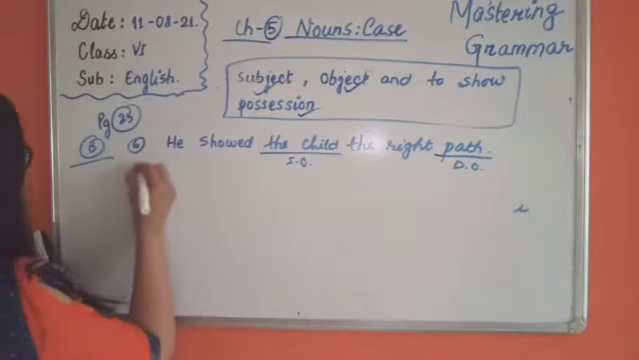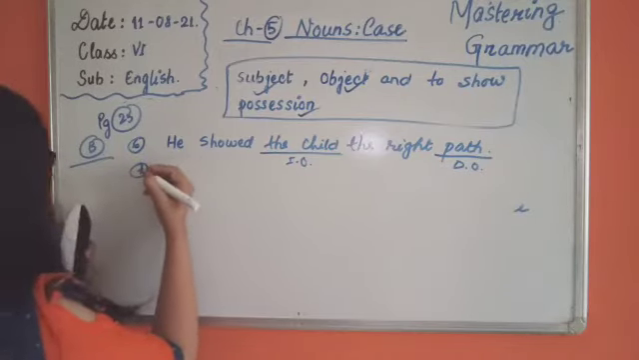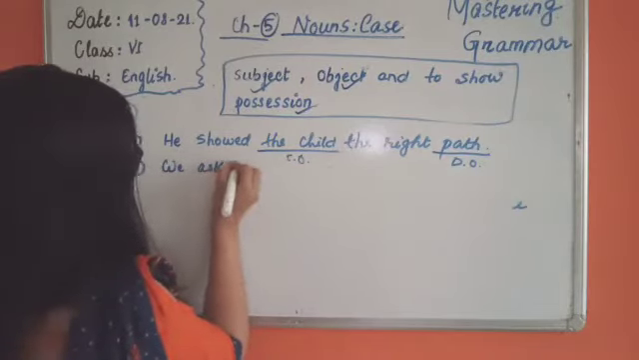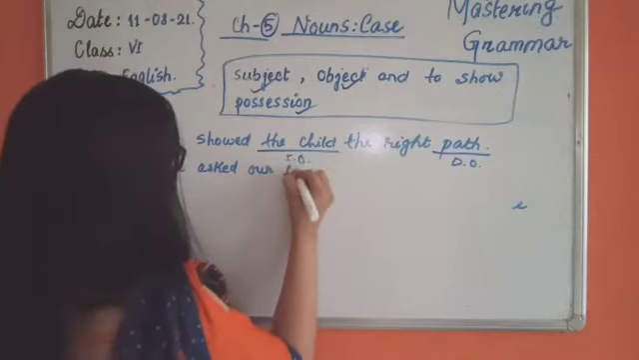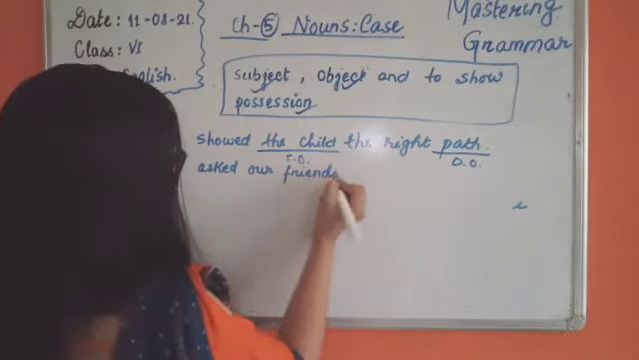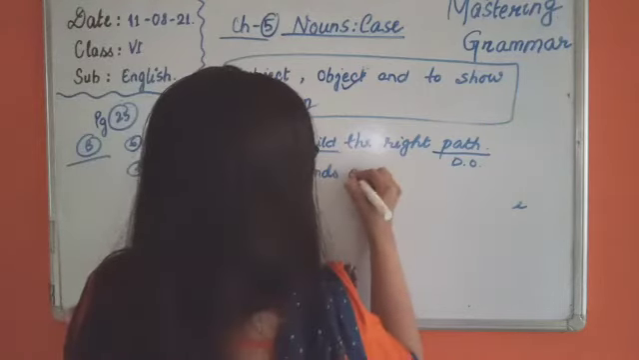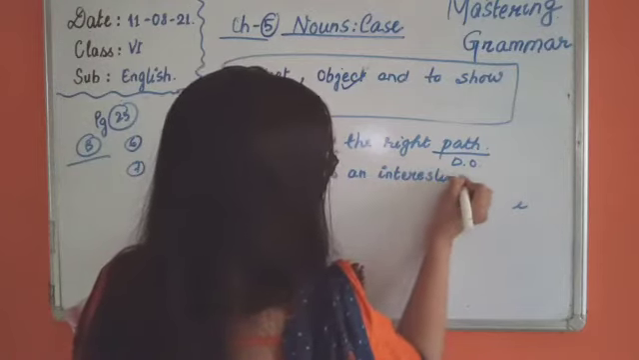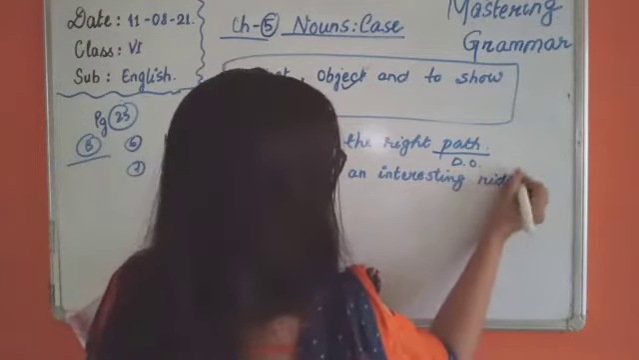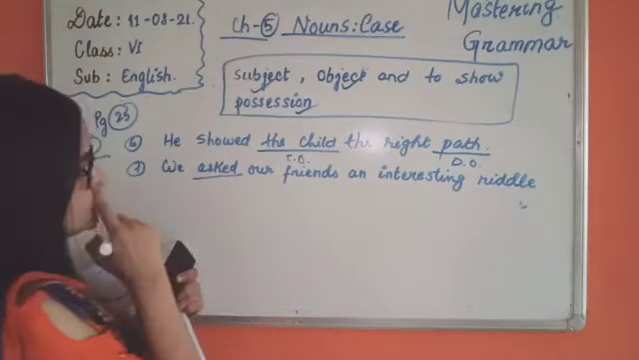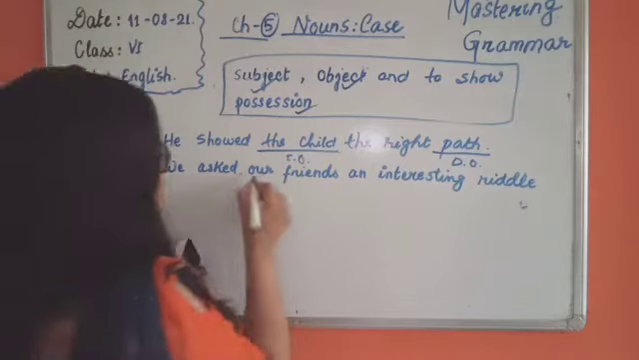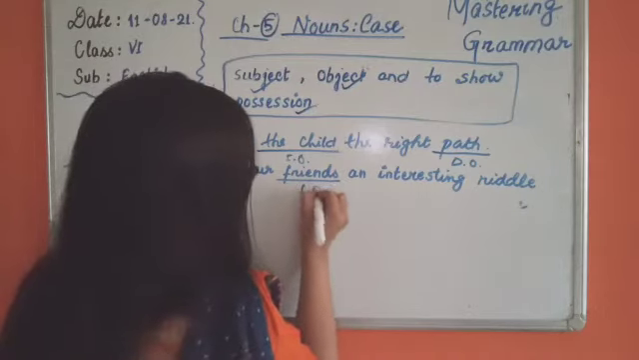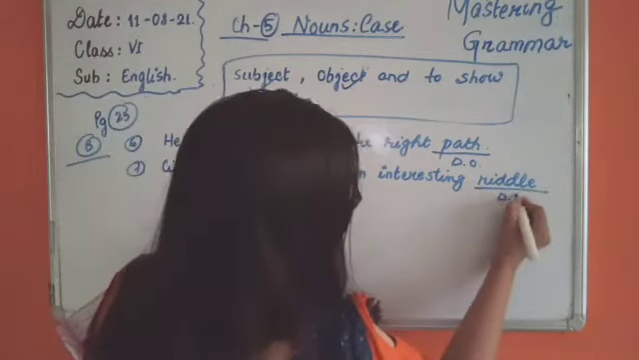Yes. Number 7 now. We asked our friends an interesting riddle. Yes, again 2 objects here, children, because this verb has been used, asked. So our friends, okay, this friend is our indirect object and riddle is our direct object.